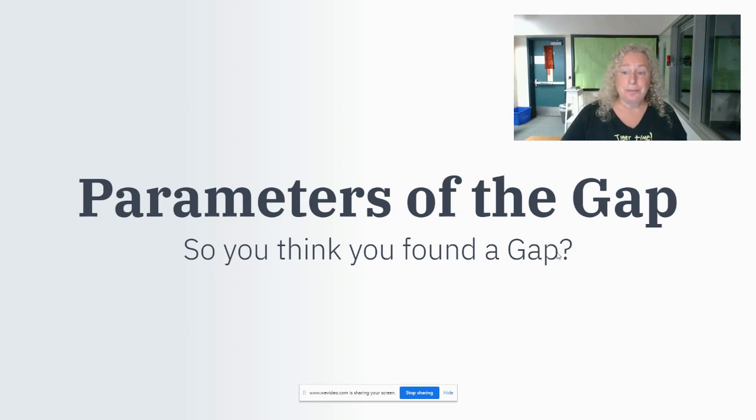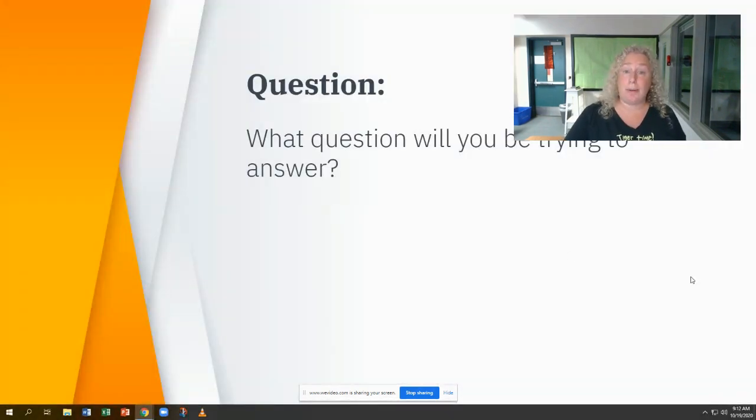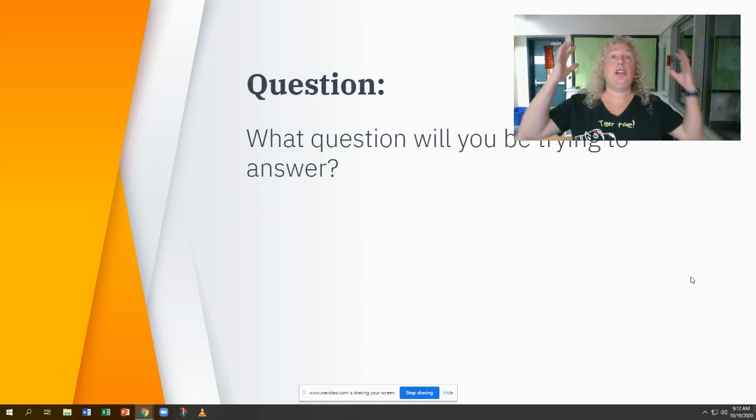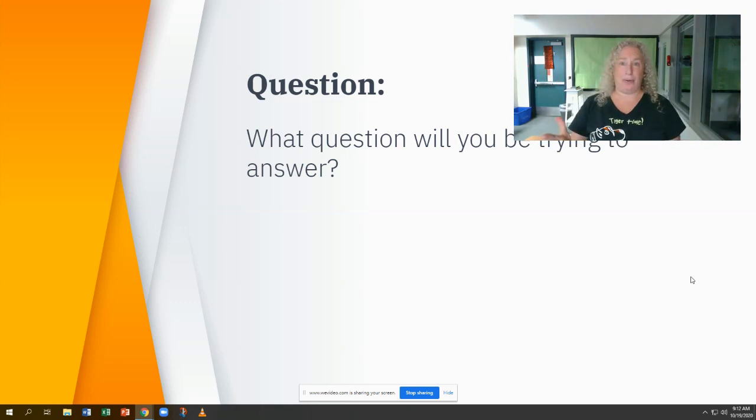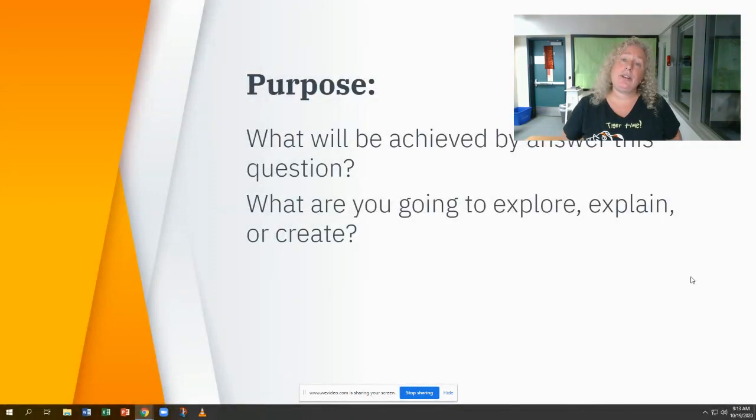So the first thing you're going to do is come up with a question. What question will you be trying to answer? If you've been researching this topic, you are an expert on your topic, you have spent this last month researching it, and you know what's out there now. So now you're looking at what's not out there. And when you decide, okay, I can't find any information on this piece of this topic, then you have to ask a question. What's the question that you're going to try to answer that's going to fill that gap in your topic? And then you need to look at purpose.